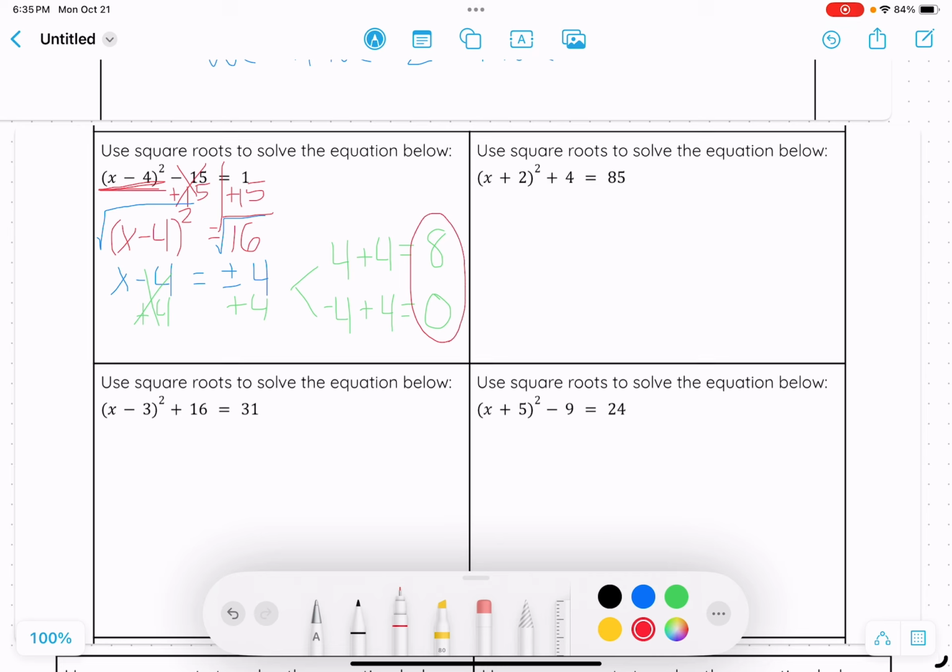Okay, I want you guys to try this next one right here. So pause the video and try it. And I'm going to wait a few seconds where I am currently, and then I'm going to walk through the solution.